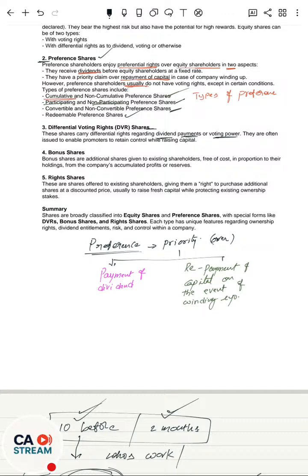Okay, Mr. Ramesh is asking me cumulative preferential shares. Ramesh, cumulative preferential shares is Ramesh, are you there still? Okay, Ramesh, are you there?